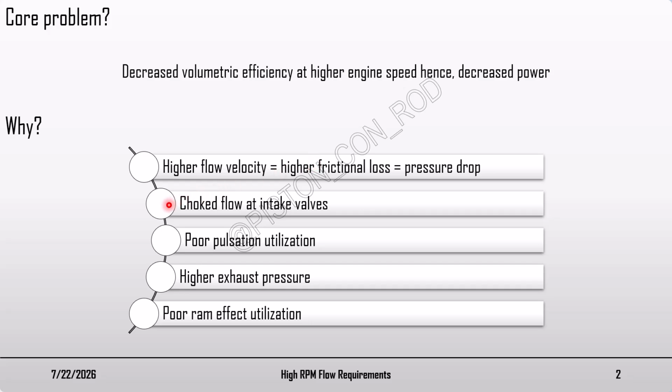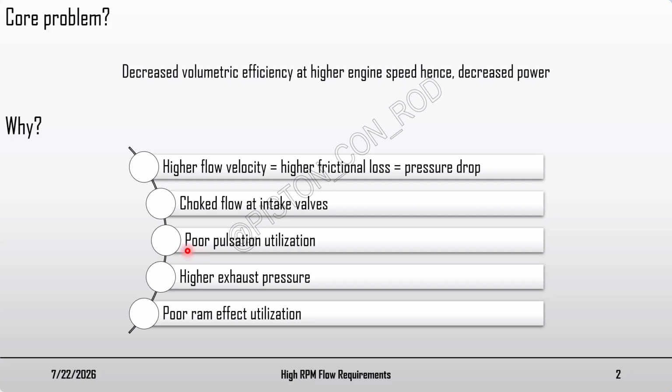The second reason is choked flow at the intake valves. Again, as RPM goes up, the flow velocity goes up, and during the first part of the intake lift, because the cross-section area is small, the flow velocity increases and reaches sonic level, around Mach 1, and you get choked flow. So at higher RPMs, we have more choking at the intake valve events. Because of that, volumetric efficiency drops.